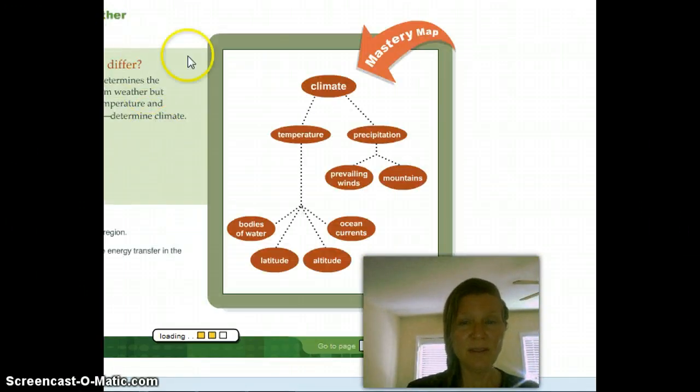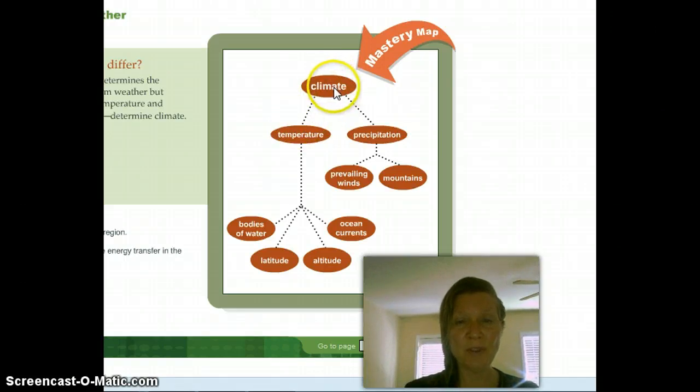have your mastery map, and focusing upon this mastery map will be very helpful for you in understanding the interrelationship between climate and the differences of precipitation, winds, and mountains, and then also the role that temperature plays and how bodies of water, latitude, altitude, and ocean currents affect that as well.